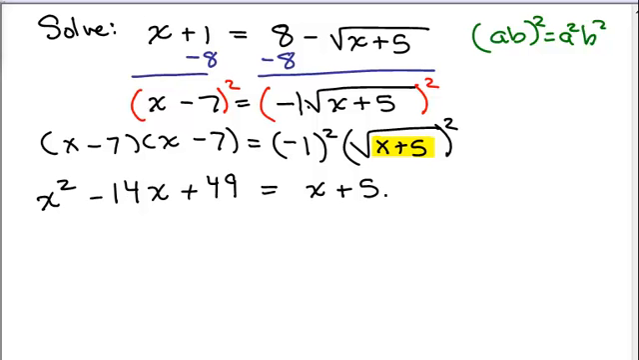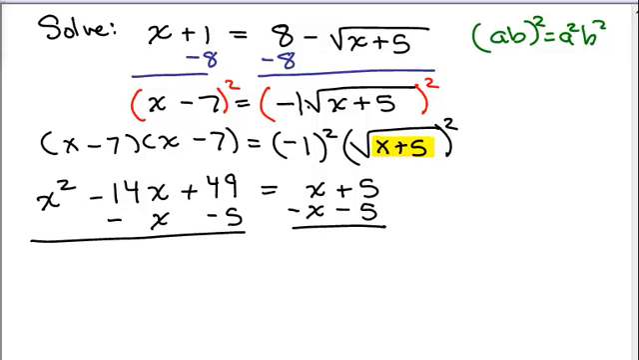All right, now we have no more square roots, but I do have an x squared term. That's a quadratic. And anytime you have a power on the exponent, you need to set it equal to 0 and then factor to solve. So we have x squared. I'm going to subtract x and subtract 5 from both sides. And that gives me x squared minus 15x plus 44 equals 0.